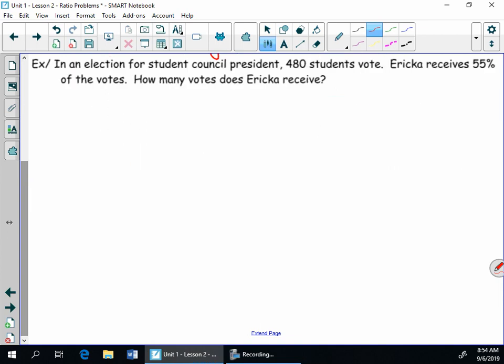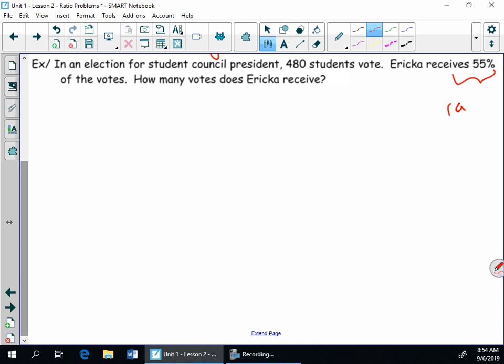In an election for student council president, 480 students vote. Erica receives 55% of the votes. How many votes did Erica receive? They didn't give us a ratio. Not exactly. They gave us a ratio in a tricky version.